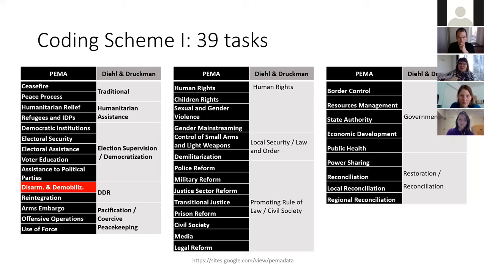So our reason for not looking at this is because we don't see much variation, and it's not always related to the content of peacekeeping mandates, which is our primary interest.